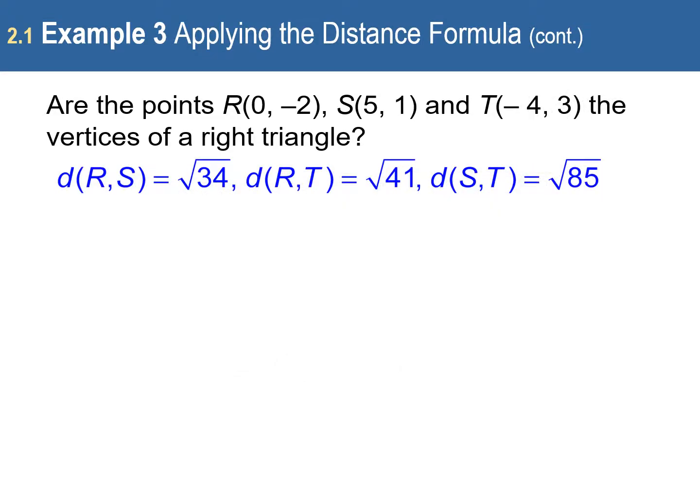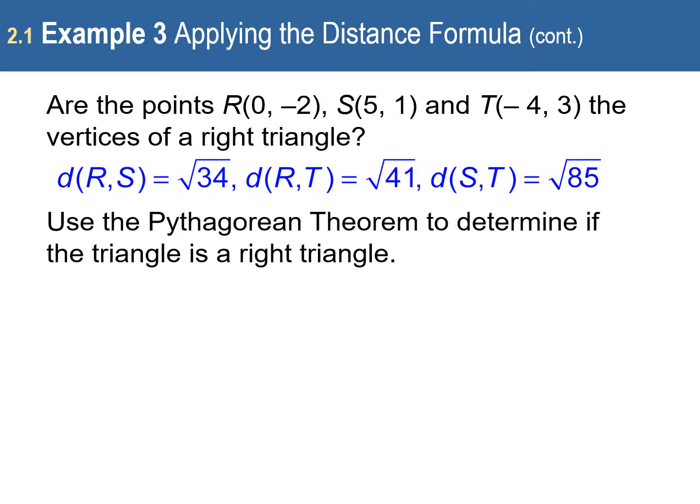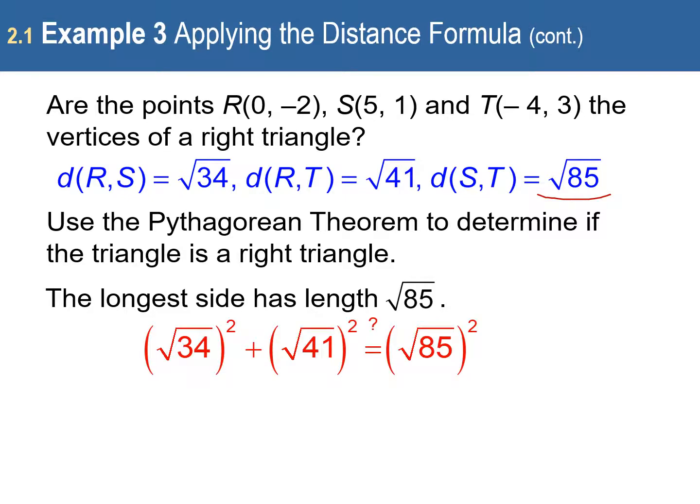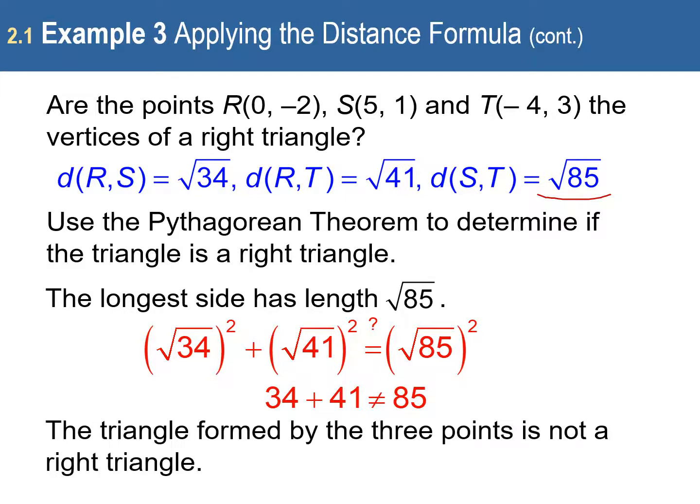So use the Pythagorean theorem. The longest side is the square root of 85. So that's got to be our hypotenuse, if it's a hypotenuse at all. So is the square root of 34 squared plus the square root of 41 squared equal to the square root of 85 squared? So does 34 plus 41 equal 85? No, actually it doesn't. So the 3 points do not form a right triangle.